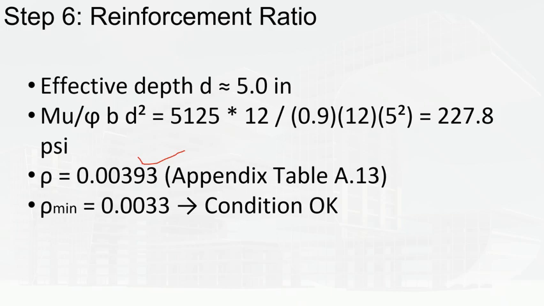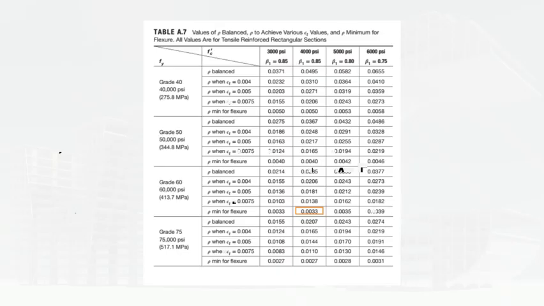And the next condition is the rho minimum. Rho minimum is 0.0033, which classifies as the condition is okay. Now where did we get that? You go to table A7 of your book, and you go to the grade 60 steel. And there you will find for 4000 psi and for beta 1 as 0.85, the rho minimum is 0.033, right? So the condition is satisfied.